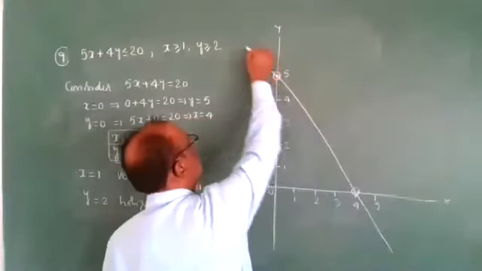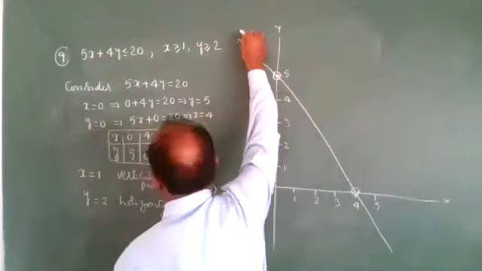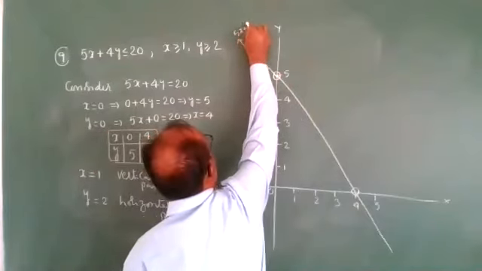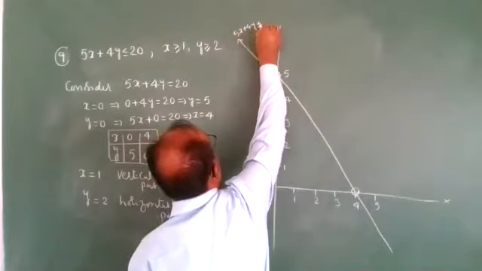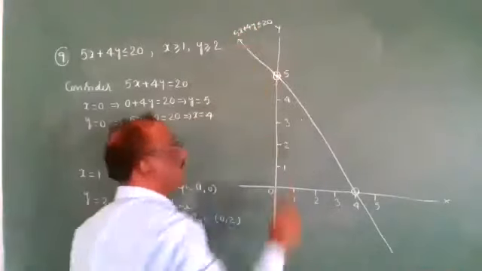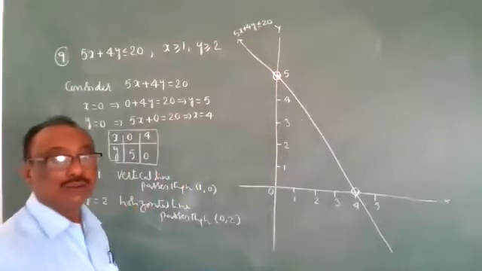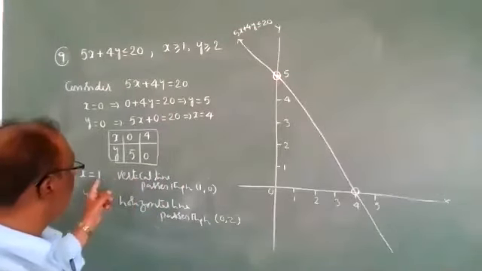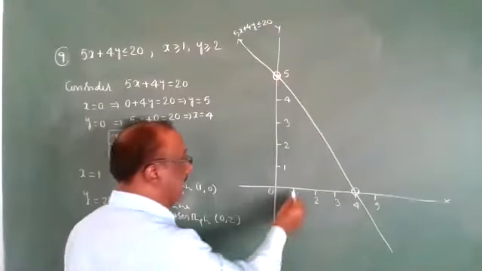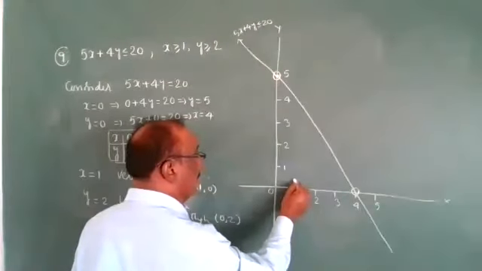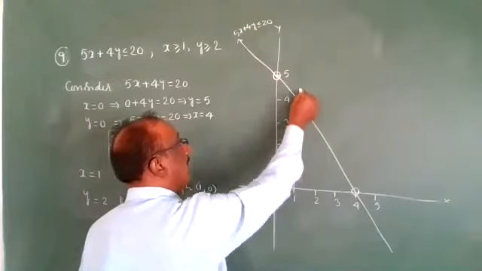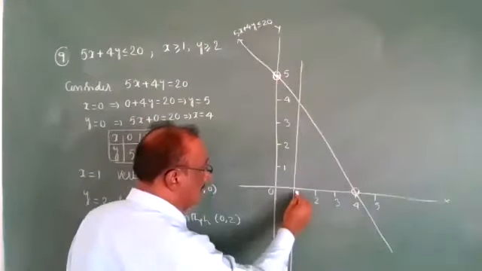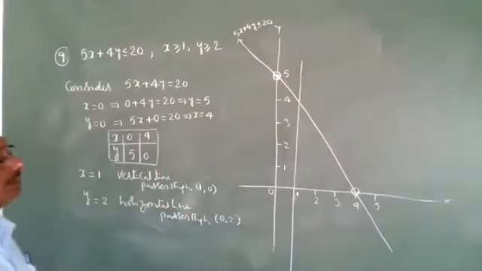Everyone, join these two. This is the line equation. What is the line equation number? 5x plus 4y is less than or equal to 20. Everyone go through the another one. x is equal to 1 is the vertical line passing through 1.